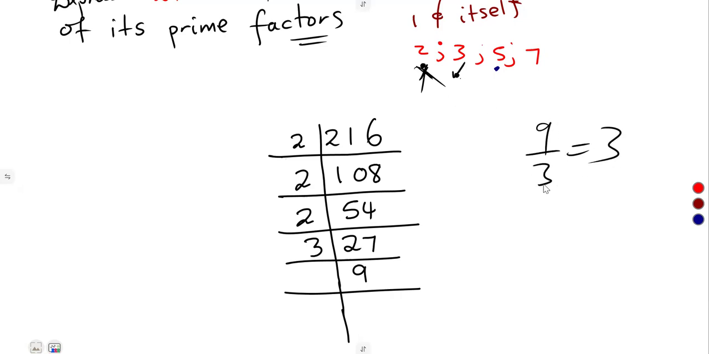9 divided by 3 is 3. So 3 is a what? 3 is a factor of 9. 9 divided by 3 is what? Is 3. So 3 is a prime number.